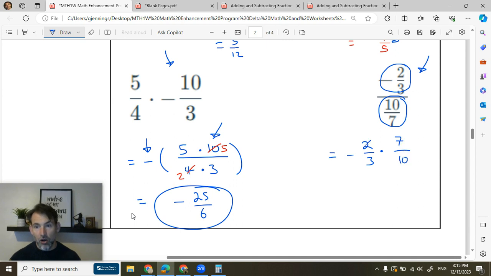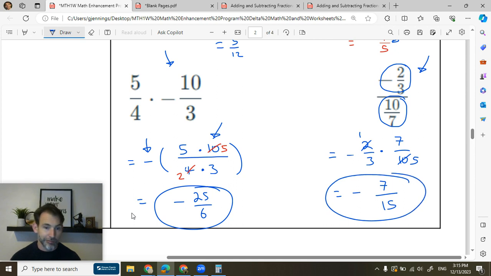7/10. Holy goodness, same cancellation we just had. That cancels to 1. The answer is negative because I got one negative in there, and I have a 7 living on top multiplied by 1, and a 3 times 5 on the bottom is 15. There's your answer for that one. This is effectively saying how many times does 10/7 go into -2/3? It goes in -7/15 times.